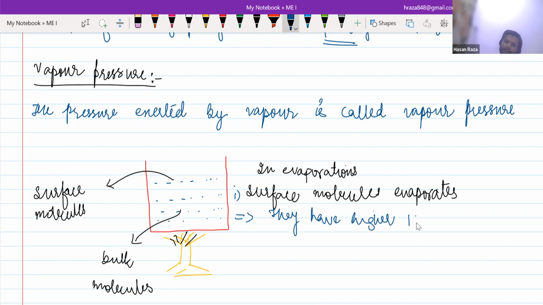They have higher kinetic energy, and then low force of attraction. That's why they evaporate. Is that clear?